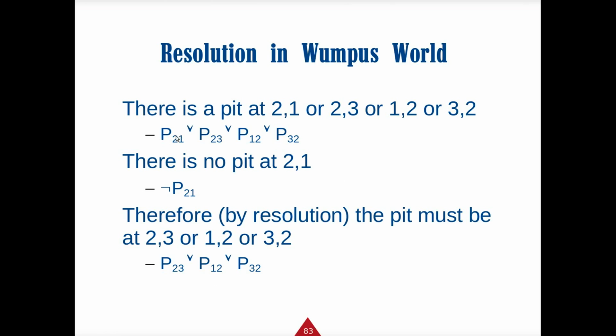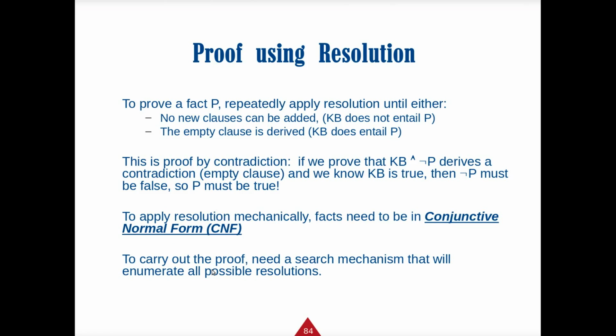So for the Wumpus world, say we know, given the information, there's a pit at 2,1, 1,2, or 3,4, or one of these statements, and there's no pit at 2,1. Therefore, by resolution, the pit must be at 2,3, 1,2, or 3,4. So it's basically saying since this eliminates this one, these other three are the possible cases. That's how resolution works, you try to eliminate different things.